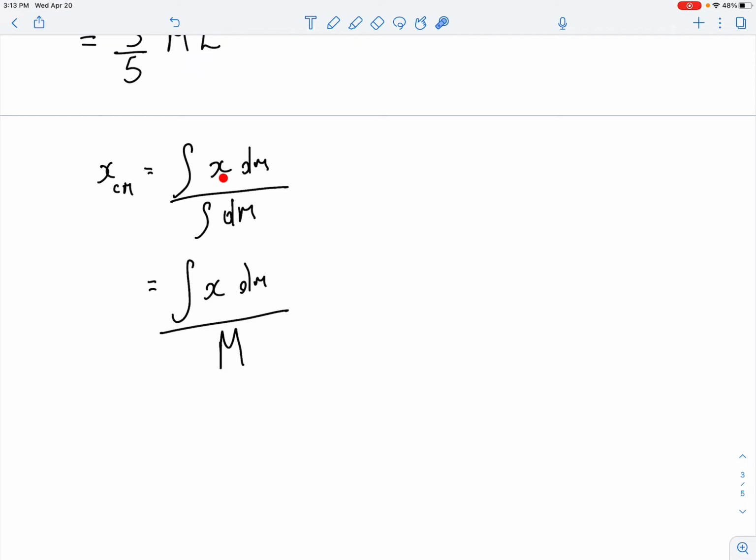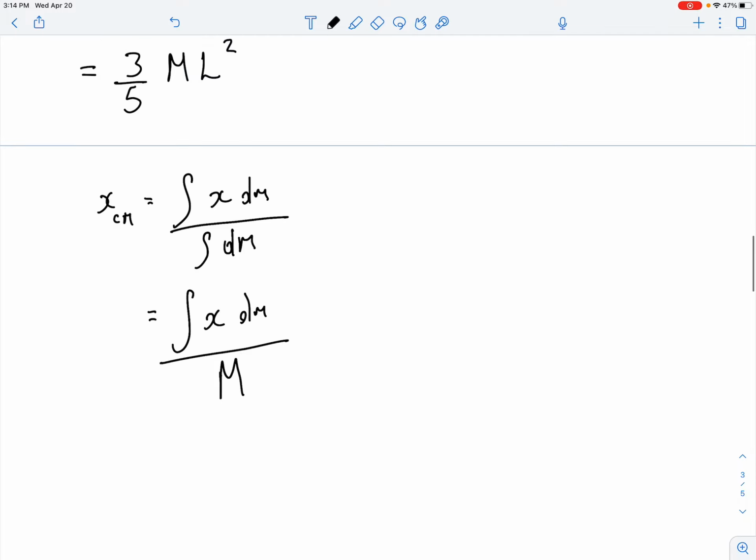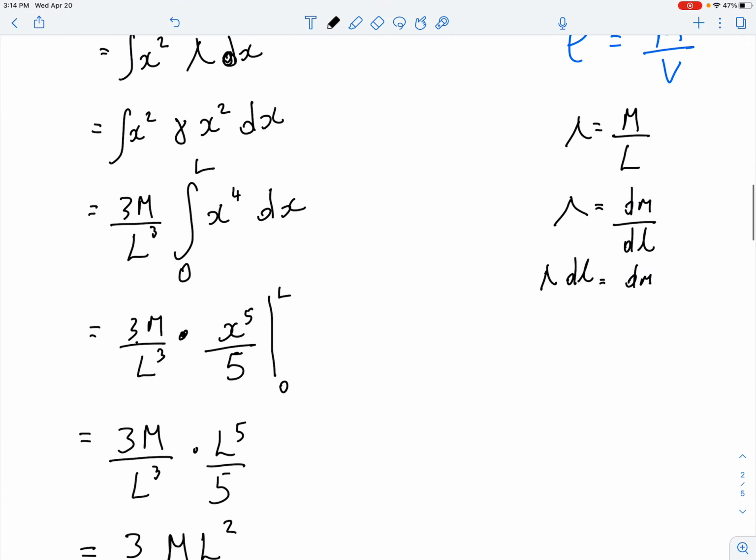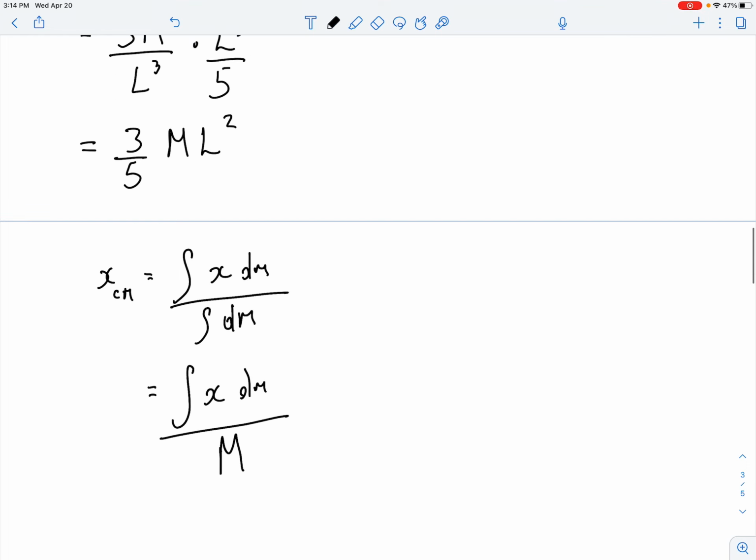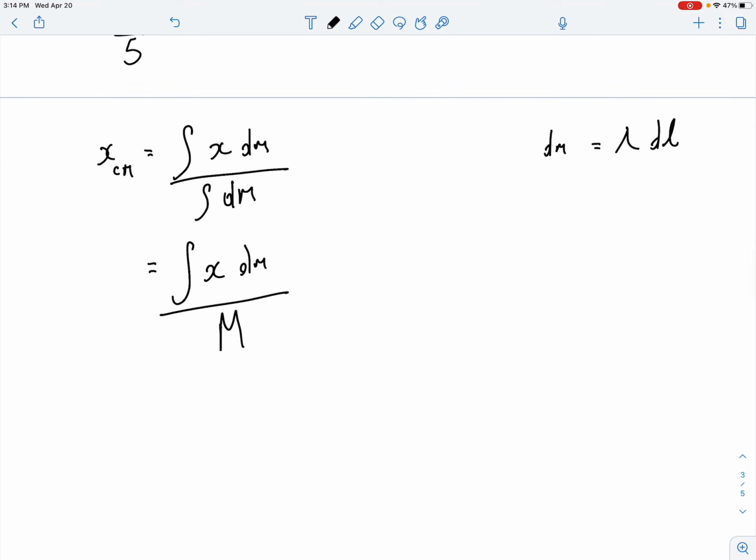So you can see here, this and this does not match. If this and this don't match, that simply means that you have to rewrite this in terms of this. But luckily for us, we already did this up here. We already know that dm is equal to lambda dl. This is true. If that's the case, then we could substitute that in there.